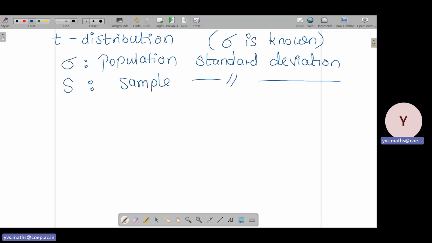When the t-distribution is used, it is used to deal with inferences about the population mean. So if the population standard deviation is unknown, we will use the t-distribution.